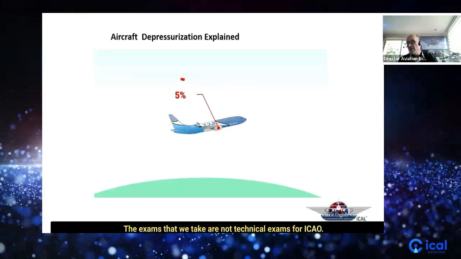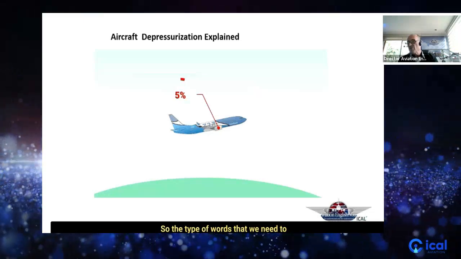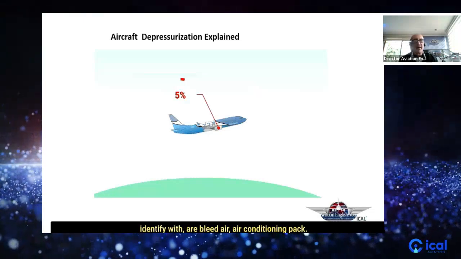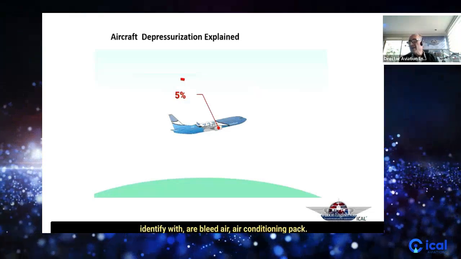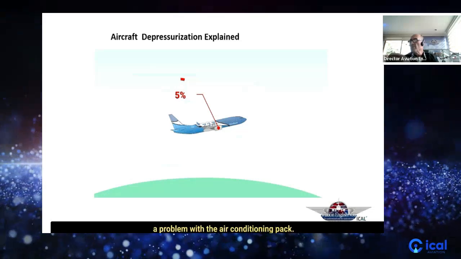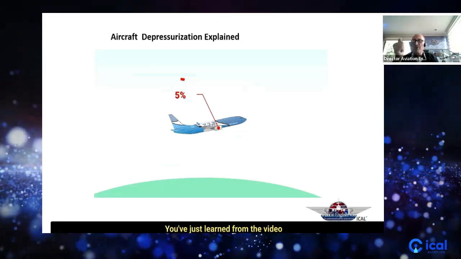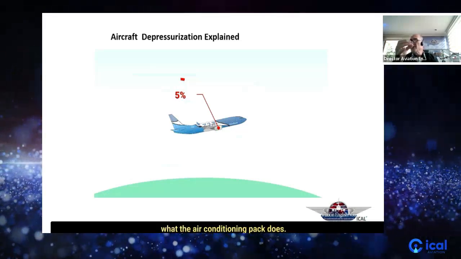The exams that we take are not technical exams for ICAO. So the type of words that we need to identify with are bleed air, air conditioning pack. For example, we could say, we've got a problem with the air conditioning pack. Now, you've just learned from the video what the air conditioning pack does.